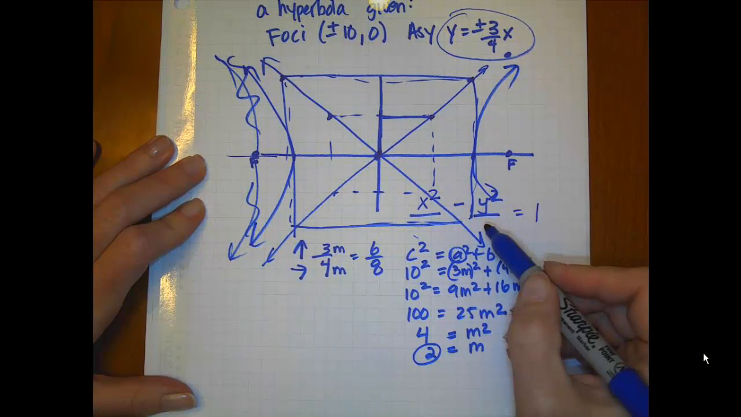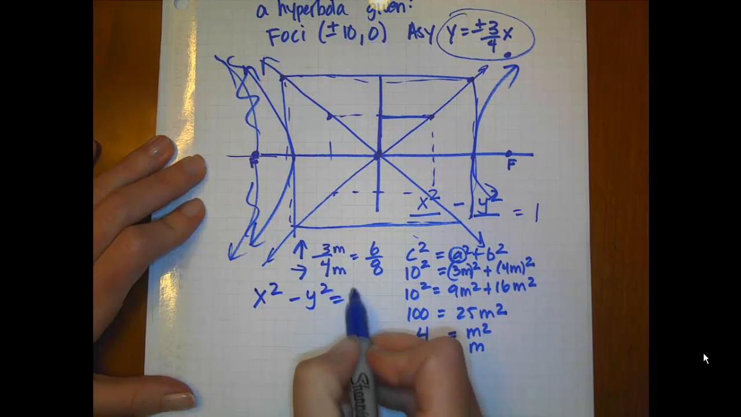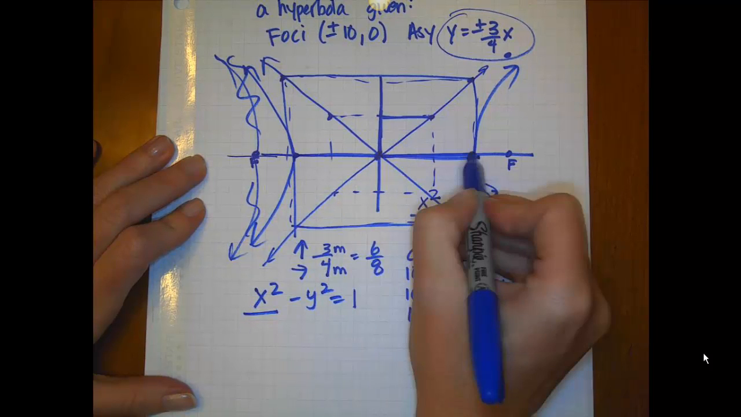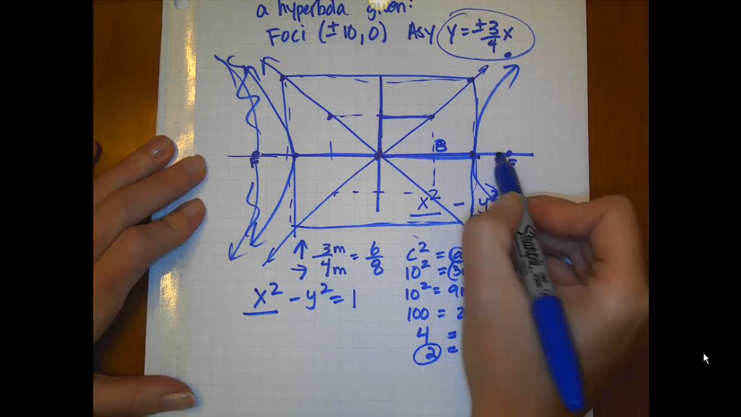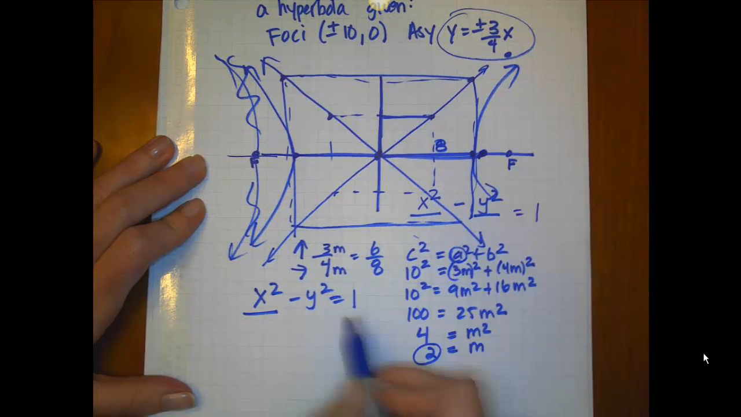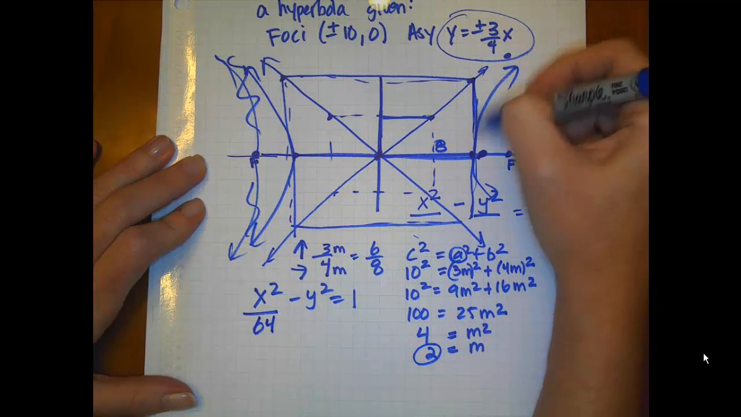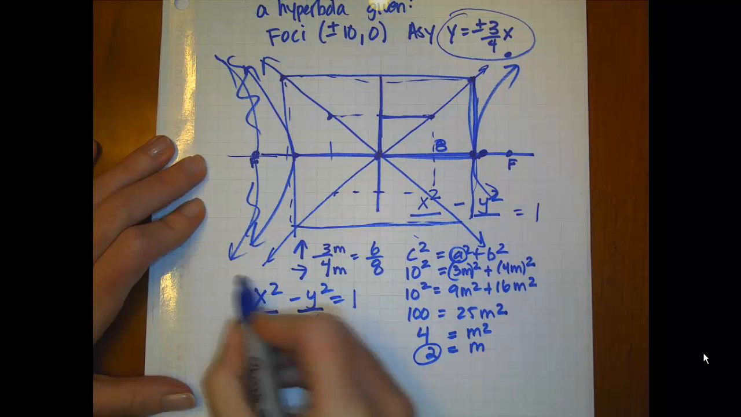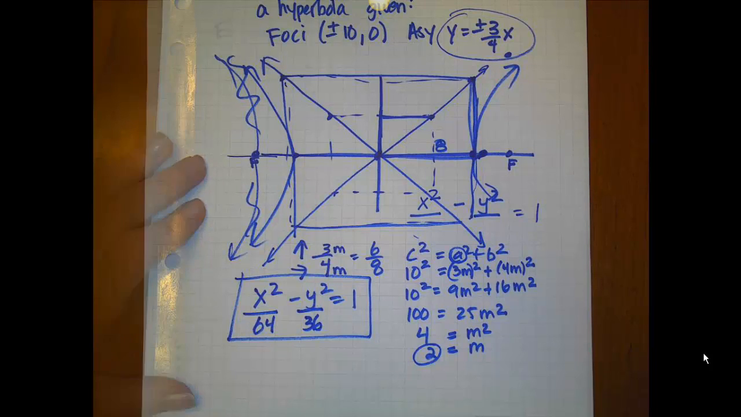So this means that when I have x squared minus y squared equals 1, x is the transverse axis, so this distance is going to be a distance of 8. Okay, so it should be right there. That should be a distance of 8. So when I square 8, I get 64. And this distance is a distance of 6, squared is 36. So my final answer is x squared over 64 minus y squared over 36 equals 1.